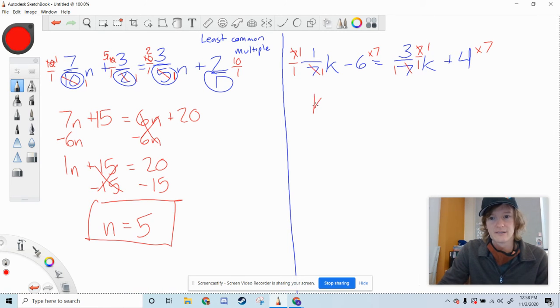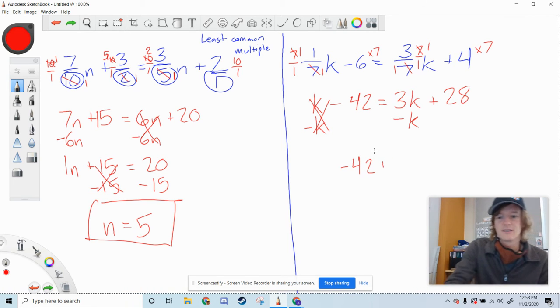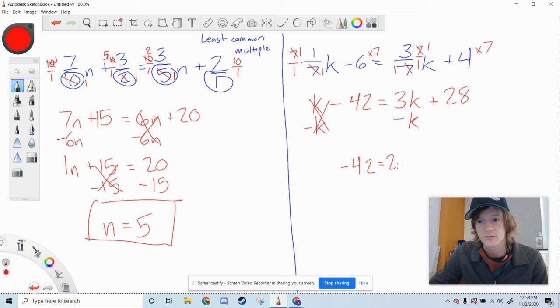So I have k minus 6 times 7 is 42, equals 3k plus 28. I can either subtract 3k or I can subtract 1k. It's going to be easier to subtract 1k. So minus k. I get negative 42 equals 2k plus 28. From both sides, I need to subtract 28. Can't divide by 2 yet. Could, but it's going to be easier for all of our problems if we just get in the habit of getting rid of this first, then dividing.